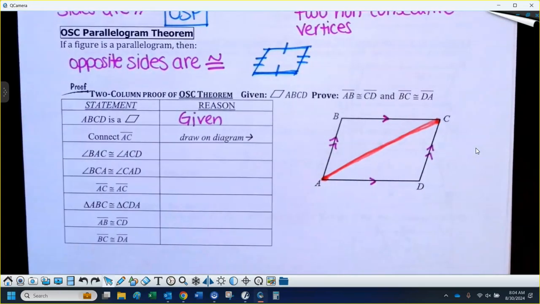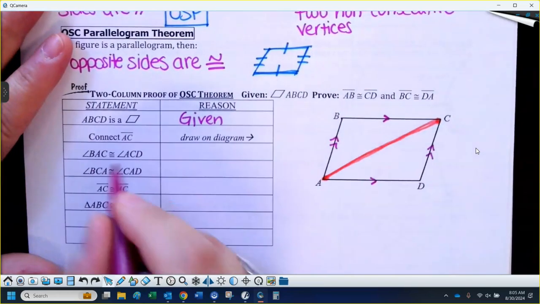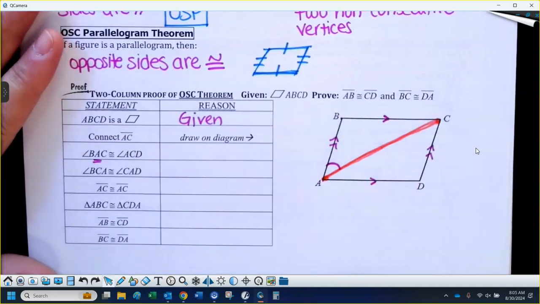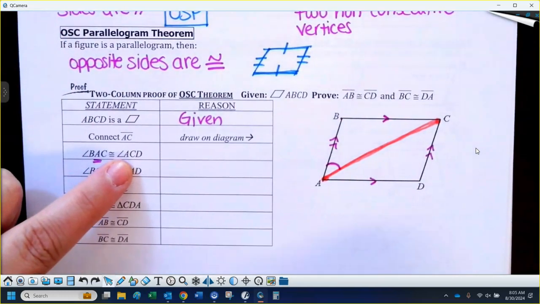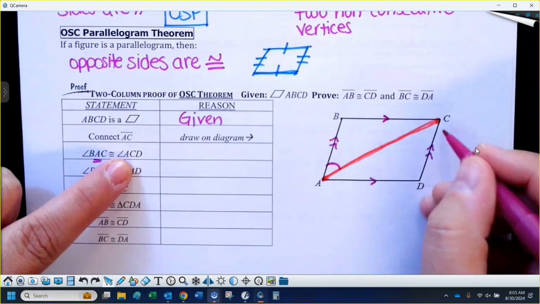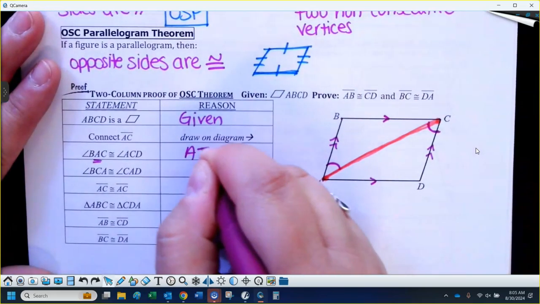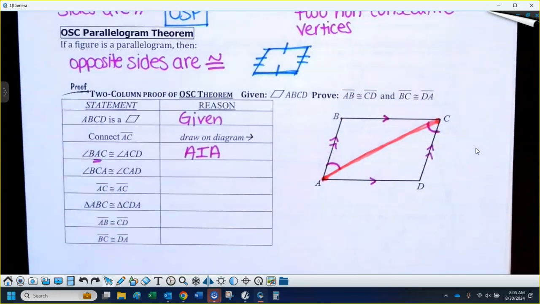All right, now, this says angle BAC, so B, the middle letter, is your vertex, so BAC would be this angle right here, is congruent to angle ACD, which would be this angle right here. How do I know that's true? Exactly. These are alternate interior angles. All right, so I'm just going to write alternate interior angles.